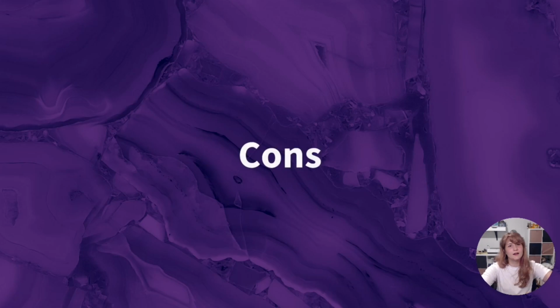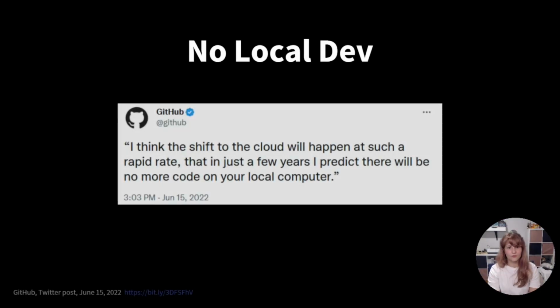But this talk wasn't just about designing a microservice using AWS Lambda and how great it is. This talk is also to discuss the cons of doing this type of implementation. So, a very big con. There is no local dev. And okay, this isn't a big problem for the CEO of GitHub, who thinks that in a few years there will be no more code on your local computer.